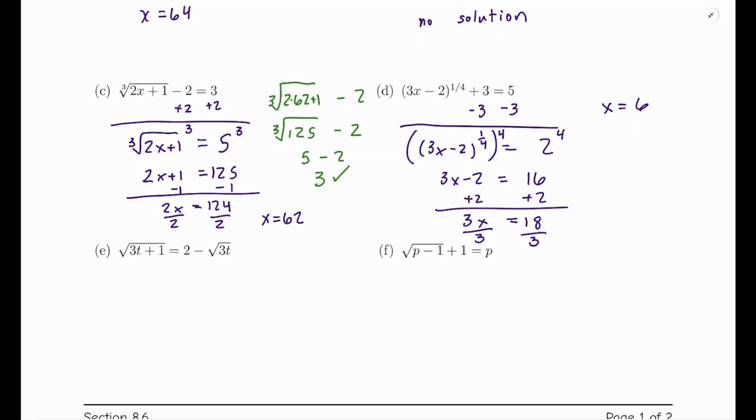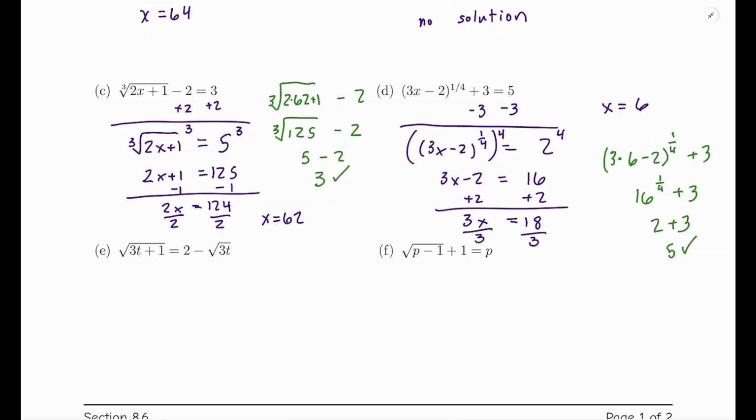Now I need to check my work. 3 times 6 minus 2 to the 1/4 power plus 3. 16 to the 1/4 power plus 3. 2 plus 3, 5. It checks out. Now, part E is a little bit different because you have two radical signs. Whenever you have two radical signs, it's going to be impossible to get the radical by itself. Instead, you get one of them by itself, and then you raise to the index power.